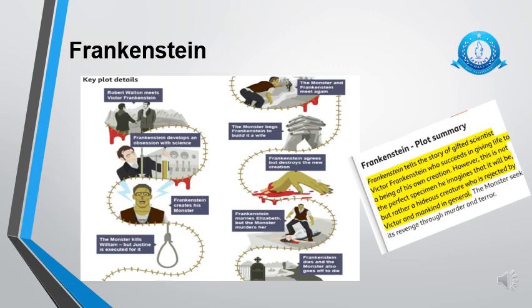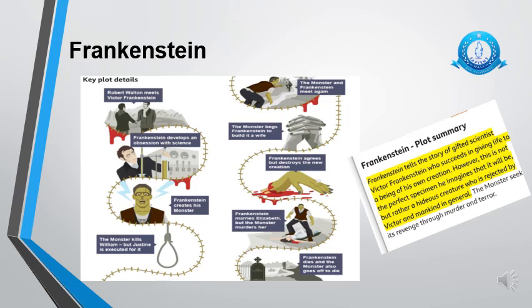Let's have a look at this key plot detail. Robert Walton meets Victor Frankenstein. Frankenstein develops an obsession with science. He wants to learn more about science. He wants to learn about life. Frankenstein creates his monster. The living being which he created was so horrible that he was like a monster. The monster kills William, but poor Justine is executed for it. In the later chapters, we will come to know who William is and who Justine is.